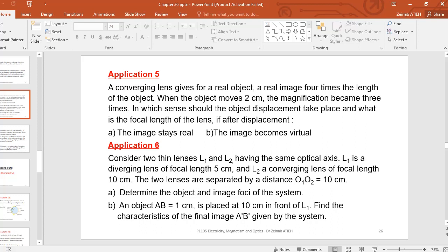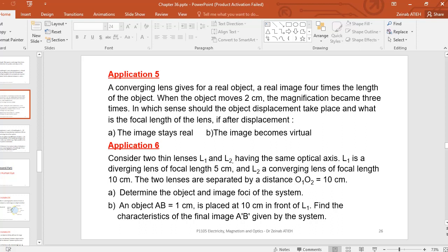Its magnification is 4, okay, so absolute gamma is equal to 4. Then we moved the object 2 cm. We can move it 2 cm towards the lens or 2 cm away from the lens. In this case the object will surely remain real, but the image could stay real or become virtual, depending on whether we are working on part A or part B, according to whether we moved it away from or closer to the lens. The problem says the magnification will become 3, so absolute gamma becomes 3. So we have to find the focal length of the lens and in what sense we should displace the object. Should we displace it towards the lens or away from the lens?